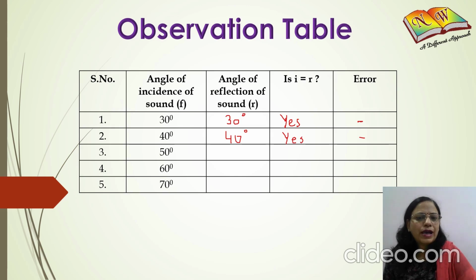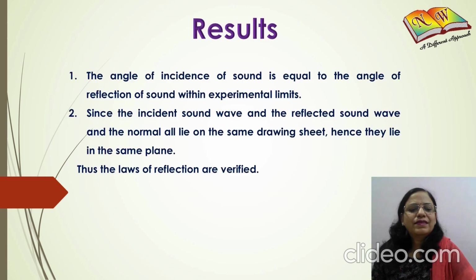You can try it out with 3 more different angles and fill in the table in a similar way. The results show that the angle of incidence of sound is equal to the angle of reflection of sound within experimental limits. So there may be a deviation of a few degrees left or right, but on the whole the angle of incidence of sound has been proved to be equal to the angle of reflection of sound. Since the incident sound ray and the reflected sound wave at the normal lie on the same drawing sheet, we can say that these rays also lie in the same plane, and thus the laws of reflection are verified using this experiment.